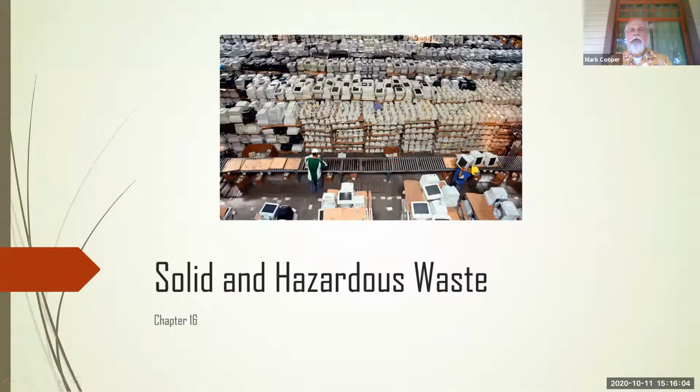So this is our solid and hazardous waste section, chapter 16. What we're going to do is have four short videos on this. The picture you're seeing up here is actually a facility for e-waste. This will be our electronic waste, which we'll talk about later in these lectures. You can see all the old computers, and this would be phones and anything that is electronic waste.